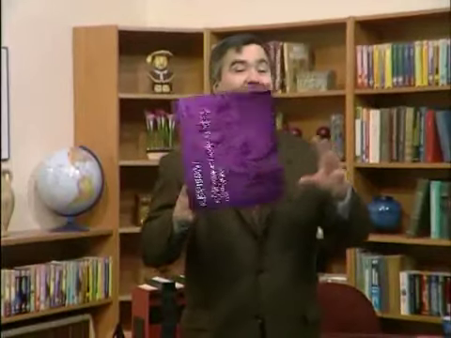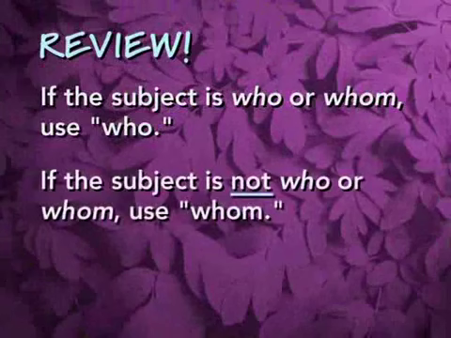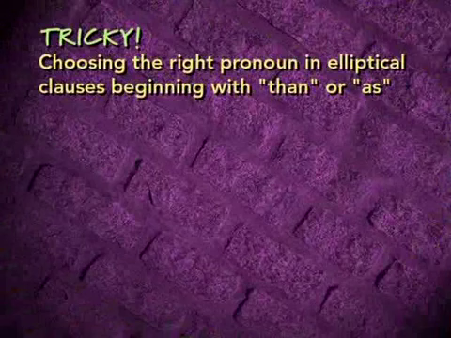So when who or whom appears in a sentence, whether it's an interrogative pronoun or a relative pronoun, just look at the clause in which who or whom appears, find the verb, and then ask who or what is the subject of the verb. If the subject is who or whom, use who. If the subject is not who or whom, use whom. That's the rule.